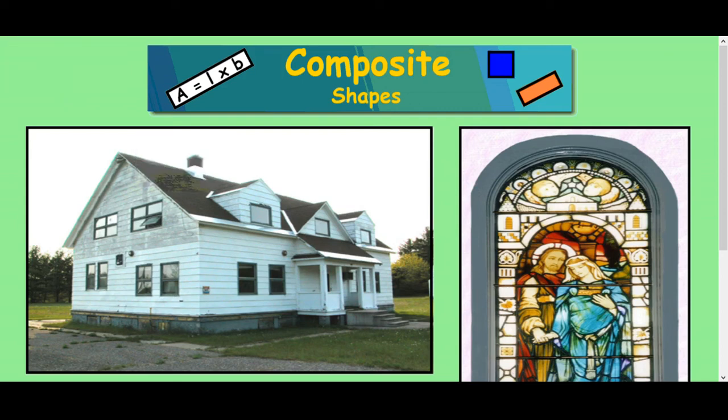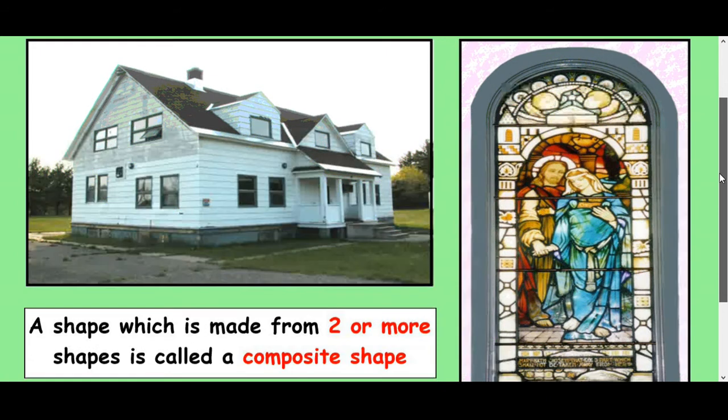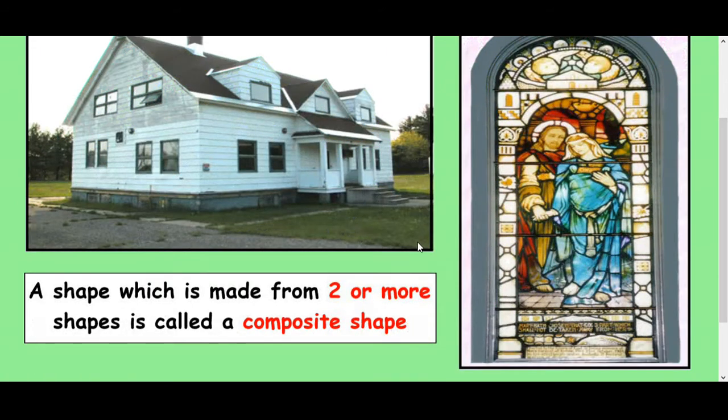In this lesson, we're going to look at the volume of composite shapes. And if you remember back to the area lessons we did, we worked out the area of composite shapes. Now, a composite shape is just a shape that's made up of two or more shapes joined together. The end of the house here is made of a rectangle and a triangle. The stained glass window is made of a rectangle and a semicircle.